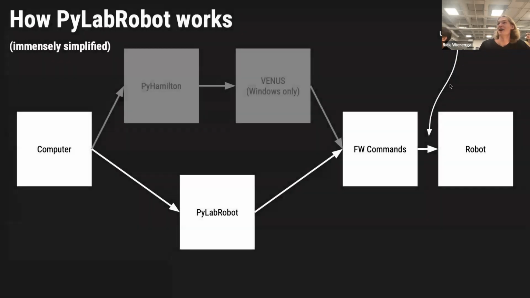All right, so how PyLabRobot works is that instead of talking to PyHamilton and Venus, we talk to PyLabRobot, which itself knows how to create firmware commands. And since this is all in Python, you can run this part on any computer. And then it still sends the same firmware commands to the robot.